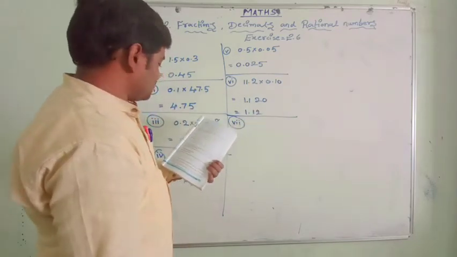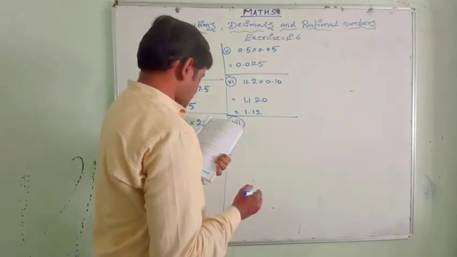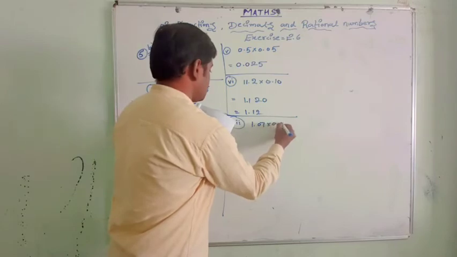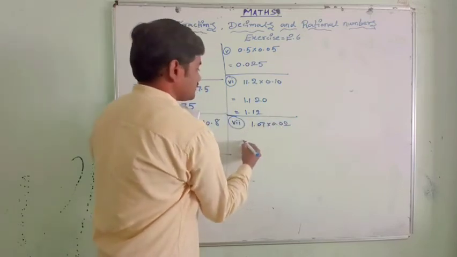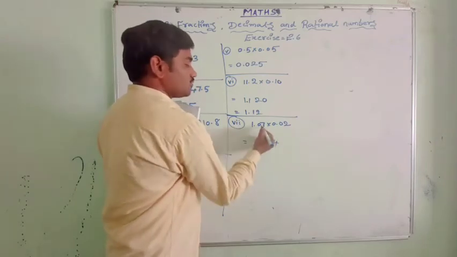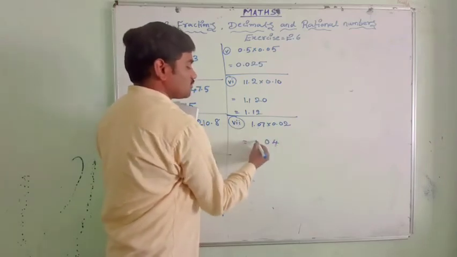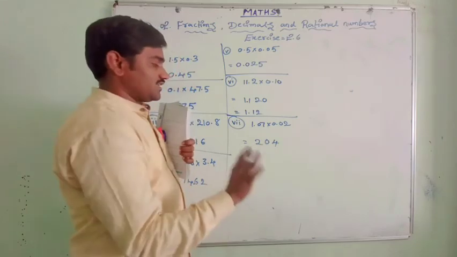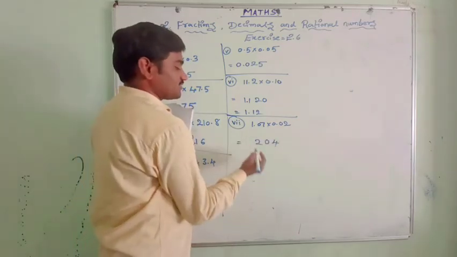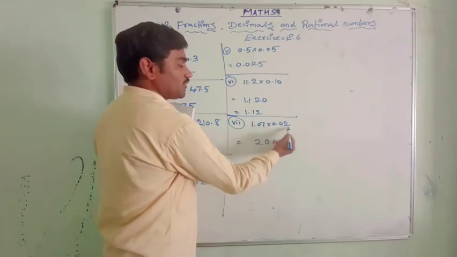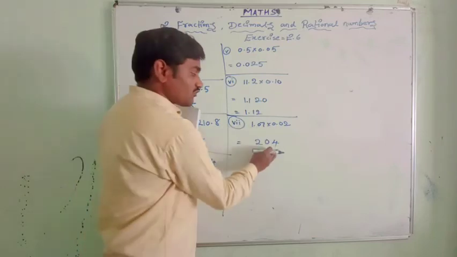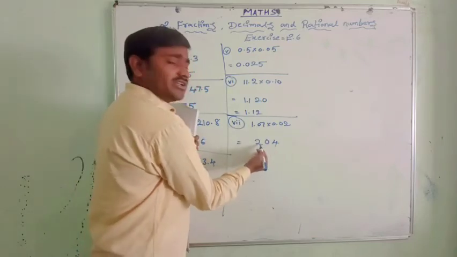Okay. Seventh one, 1.07 into 0.02. Yes. With only 2 will multiply. 2 7s are 14, 2 0s are 0, 2 2s are 2. Till here it is okay. Then we have to count how many decimal digits are there. Let us count the decimal digits. 1 2, 1 2. Total here 2 digits, here 2 digits. Completely 4 digits we have to count from here. 1 2 3. Only 3 digits are there.